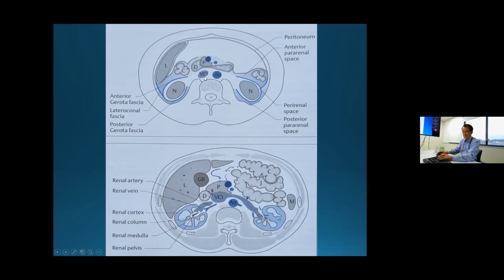Now the retroperitoneum is all here, and for the lymph nodes we describe left, right, pararenal, para-aortic, anterior to the cava, aortocaval in between, anterior and posterior to the cava, at the level of L2, 3, 4. That's what you have to describe. But these are all retroperitoneal.